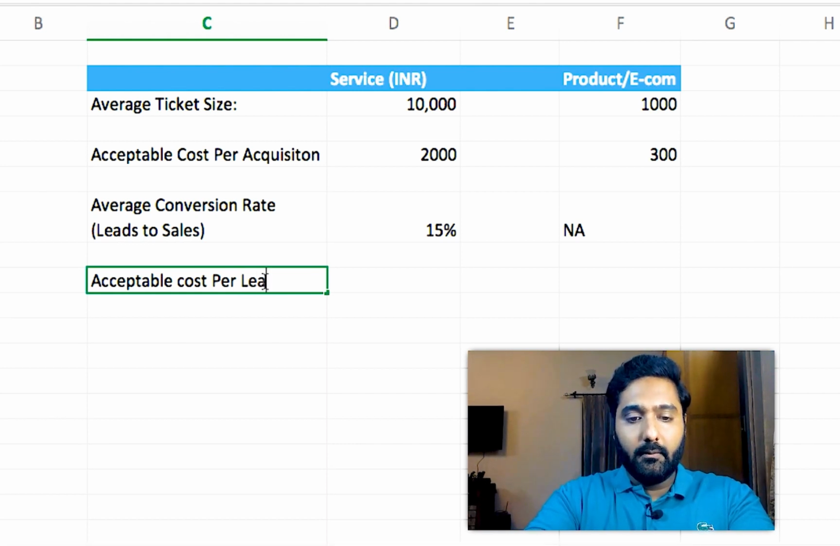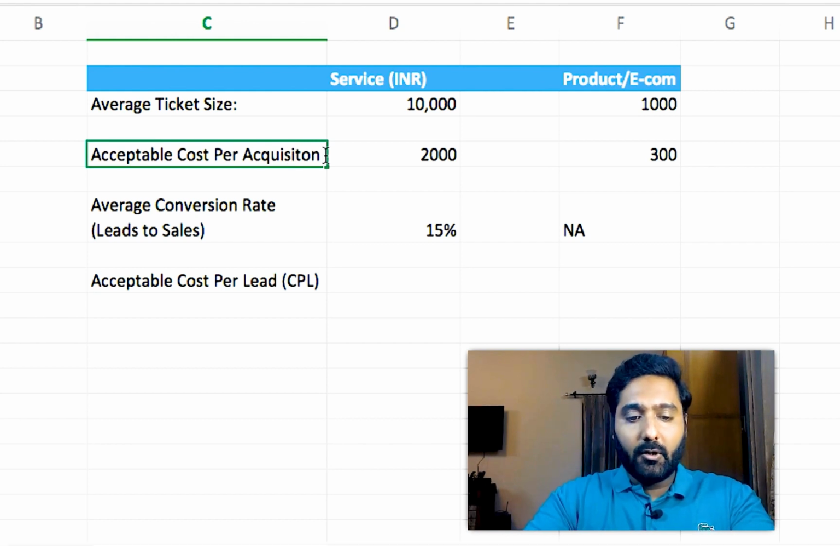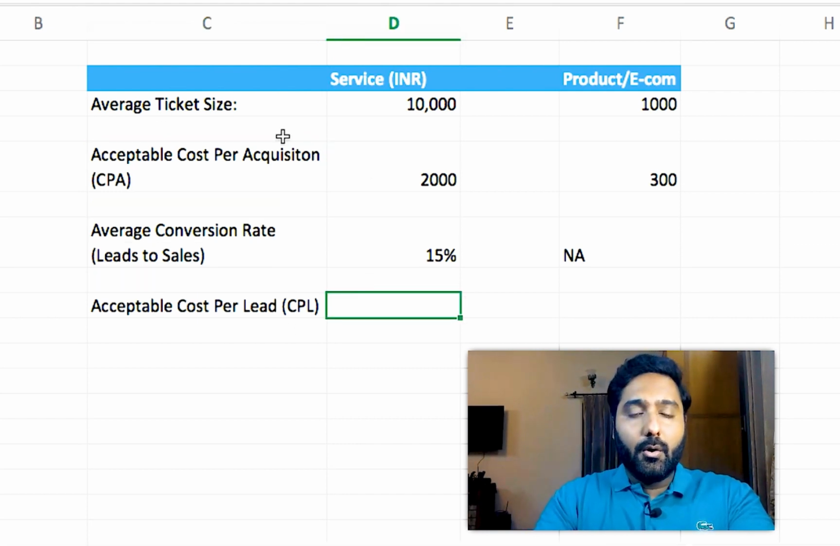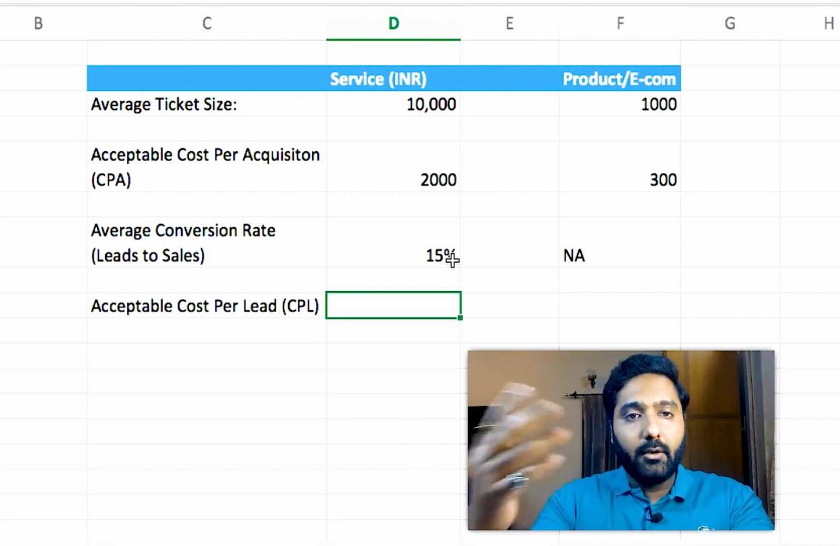Cost per lead. All right, so acceptable cost per lead is CPL. Similarly, acceptable cost per acquisition is CPA. So we are generating leads which are then converting into customers.